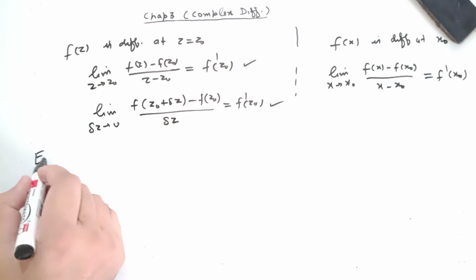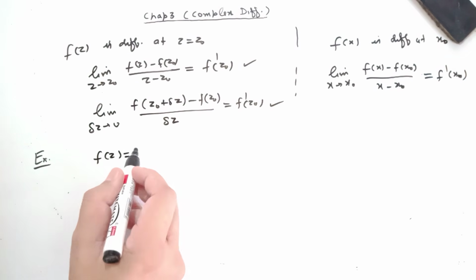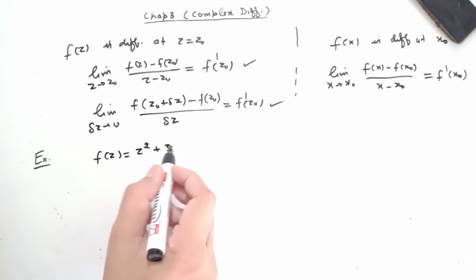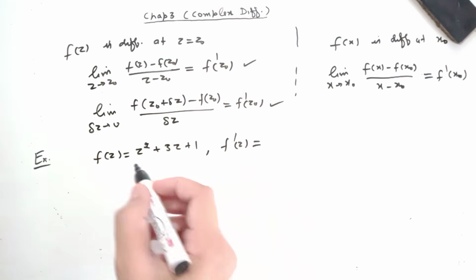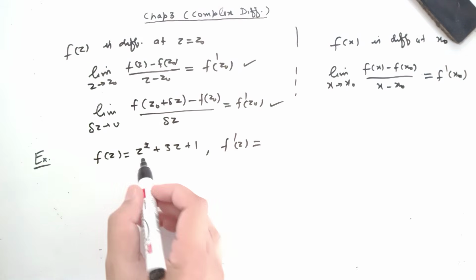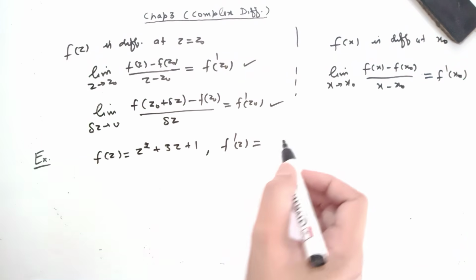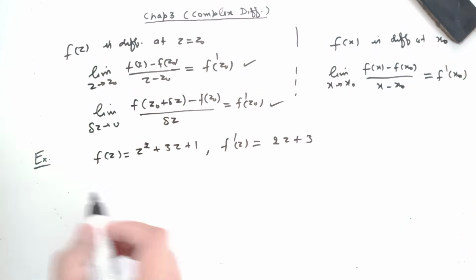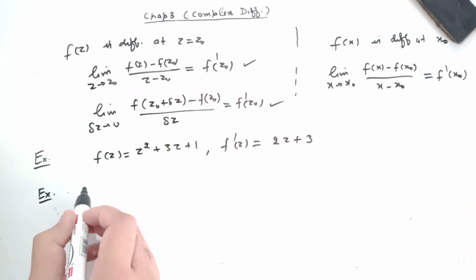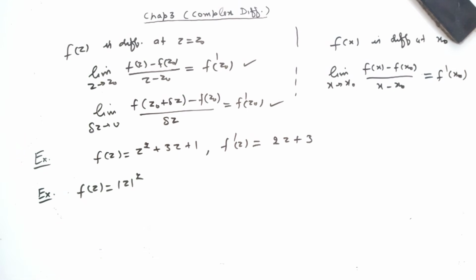Now let's see some examples. If f(z) is z square plus 3z plus 1, what is f prime of z? Because rules of differentiation are the same as in reals, you can do it by definition also, but it's a polynomial, simple differentiation. You can write it 2z plus 3. But if you have this function |z| square, now you cannot differentiate it directly.